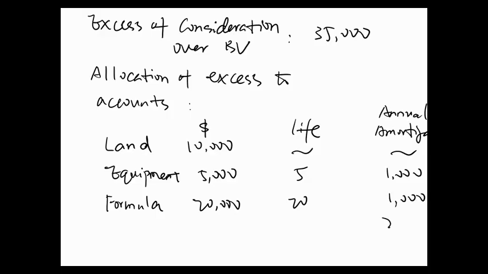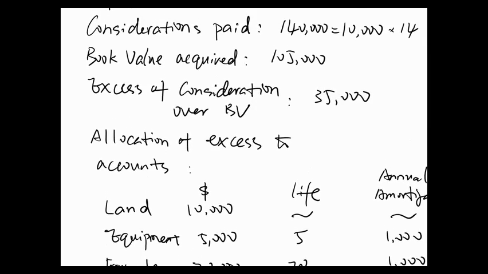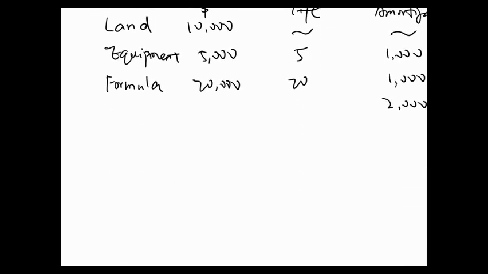In total, that is $2,000 amortization per year for the undervalued asset. Okay, so this is the complete schedule for step 1. Then let's move on to prepare the consolidation entries.